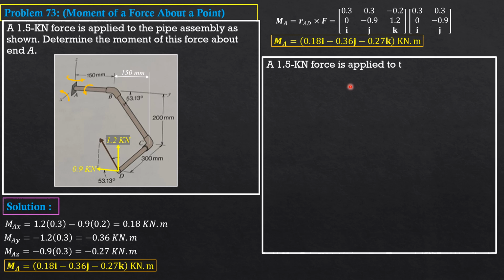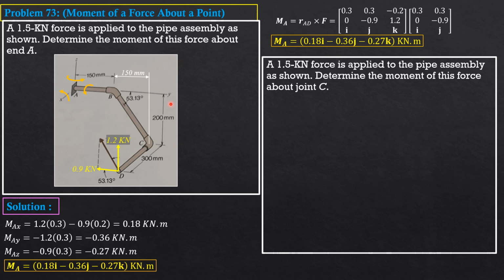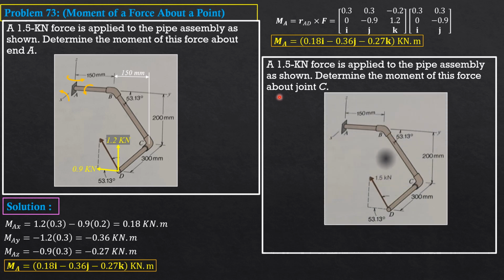Then for your part, same problem. And this time, determine the moment of this force about joint C. So it's easier. It's very close. Give you idea, moment about CX is 0. So show that the answer is negative 0.36J minus 0.27K. That's why there's no X component.